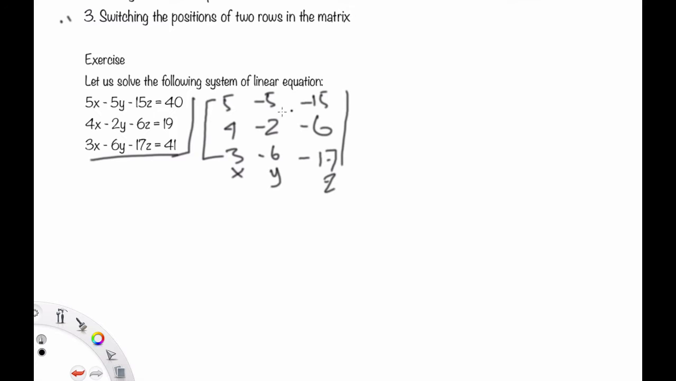So what is the augmented matrix? When we add the solution set, we can write 40, 90, and 41. So this is the augmented matrix. After we have the augmented matrix, we continue to the 3 types of operations used in Gaussian elimination. Now we can perform row operations on this matrix.